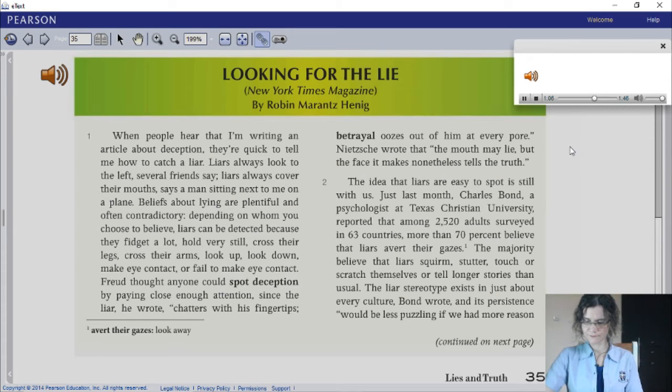The idea that liars are easy to spot is still with us. Just last month, Charles Bond, a psychologist at Texas Christian University, reported that among 2,520 adults surveyed in 63 countries, more than 70% believe that liars avert their gazes. The majority believe that liars squirm, stutter, touch, or scratch themselves, or tell longer stories than usual. The liar stereotype exists in just about every culture, Bond wrote, and its persistence would be less puzzling if we had more reason to imagine that it was true.